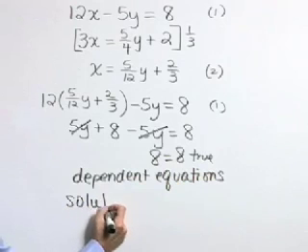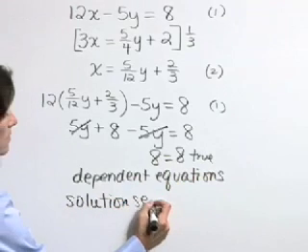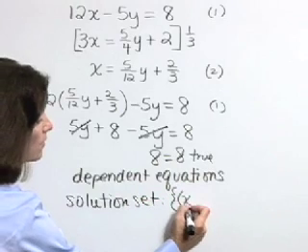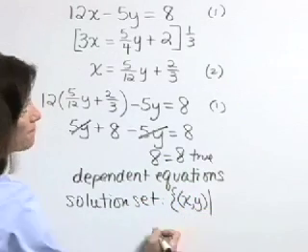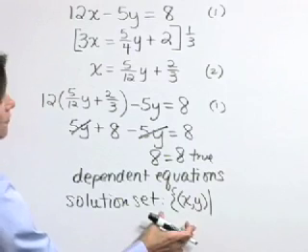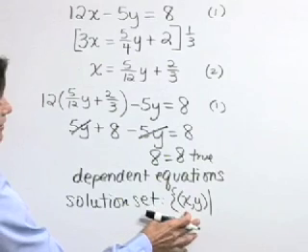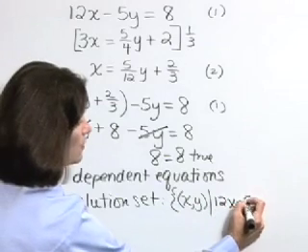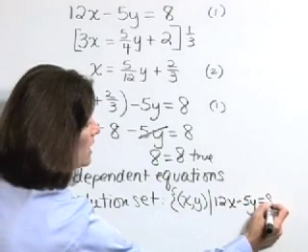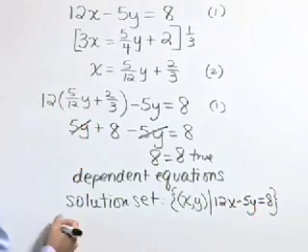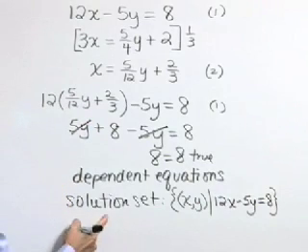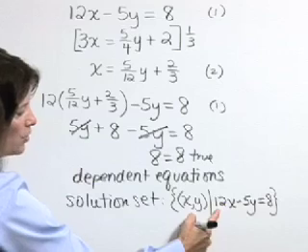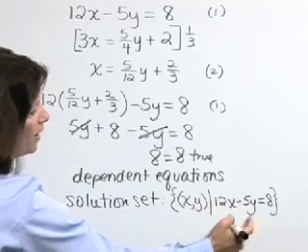And let's write the form of our solution set. The solution set then consists of all points x, y that take the form of, well, we can write either of our lines. I'm going to write that first form, 12x minus 5y is equal to 8. So we have dependent equations and a solution set, all x, y, such that they satisfy the equation 12x minus 5y is equal to 8.